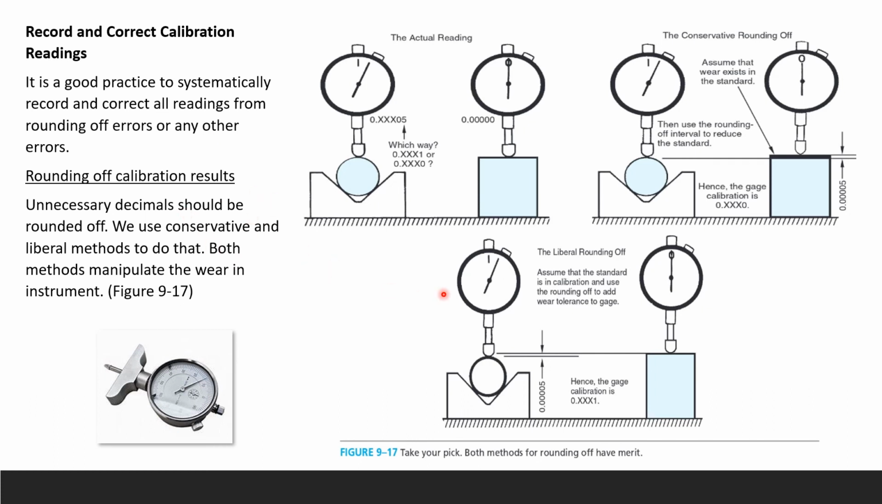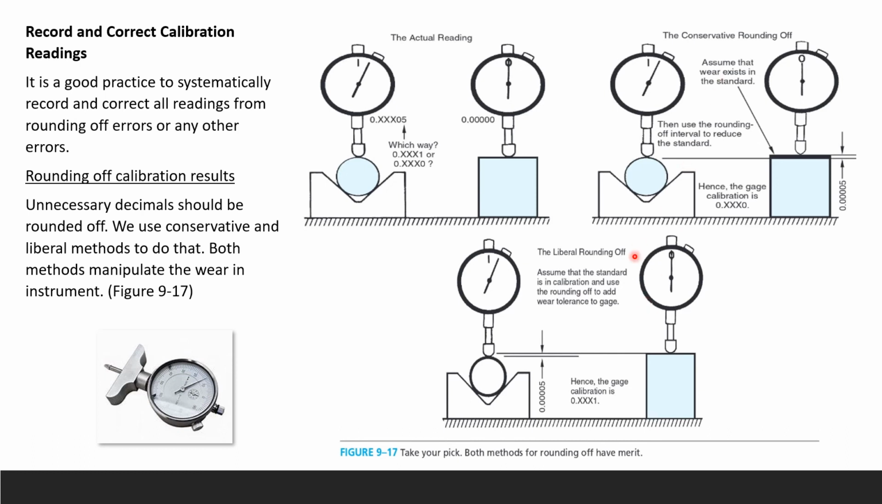Some companies might go with 2 significant figures. So it depends on your company, or on what you are measuring. We're gonna go that way. So we use conservative and liberal methods to do that, and this is your actual reading. This is your conservative rounding off method, and here is your liberal rounding off method.